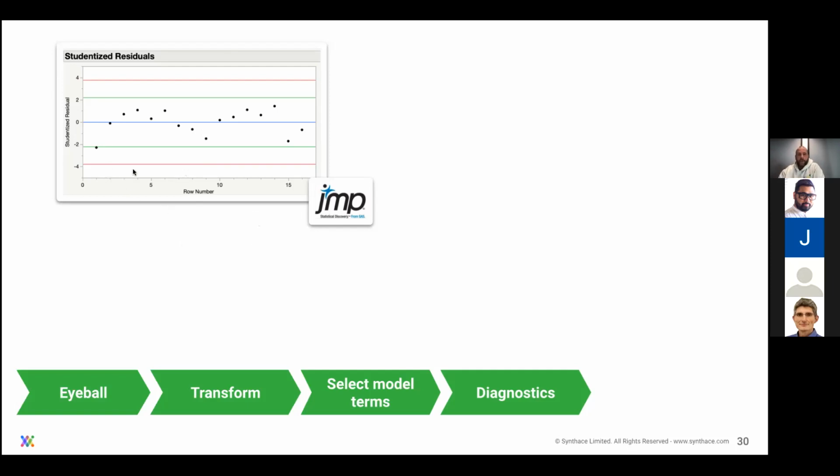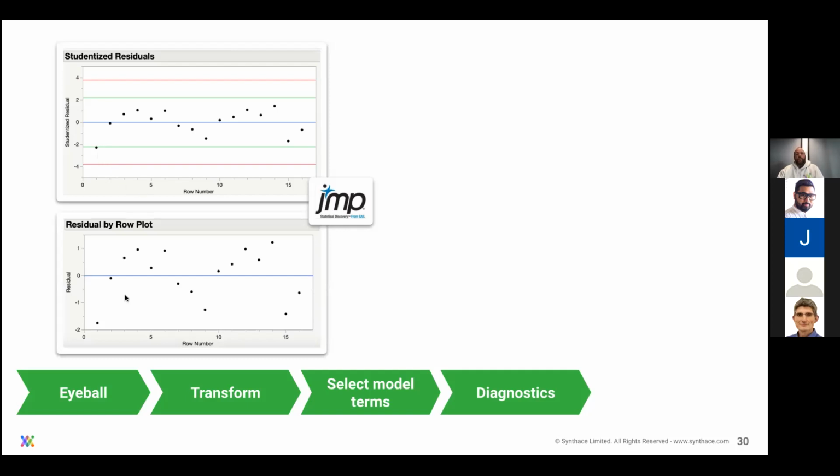Here, if a data point is outside the red line, we treat it as a probable outlier, and outside the green line, we treat it as a possible outlier. So should we exclude this data point from our analysis or not? It's a good question.